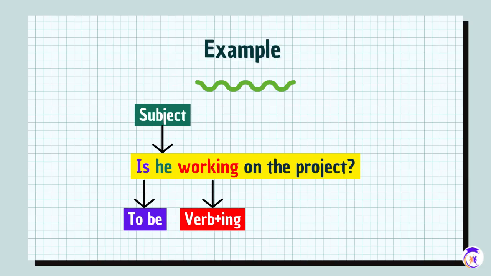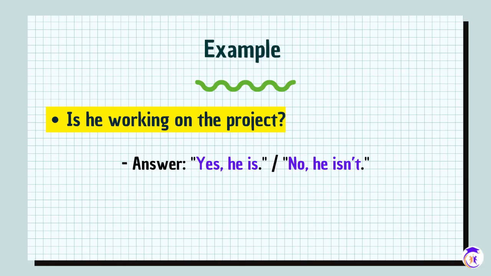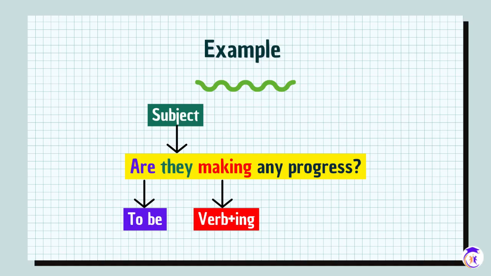Is he working on the project? This question is formed by placing the auxiliary is used for the third-person singular subject, he, before the subject, followed by the main verb working in its ing form, and the complement on the project, which specifies what he is working on. This question asks whether the male subject is currently working on a project. Possible answers are, yes, he is. No, he isn't.